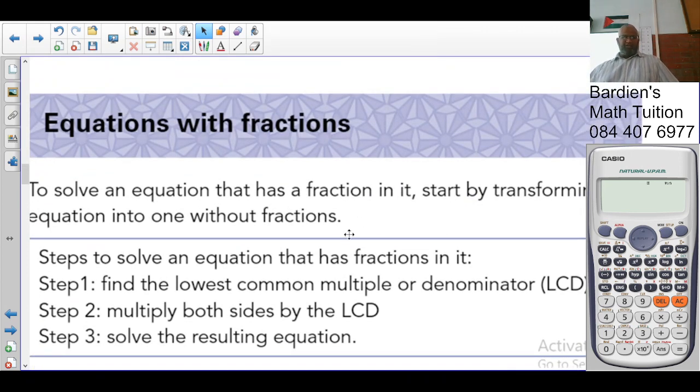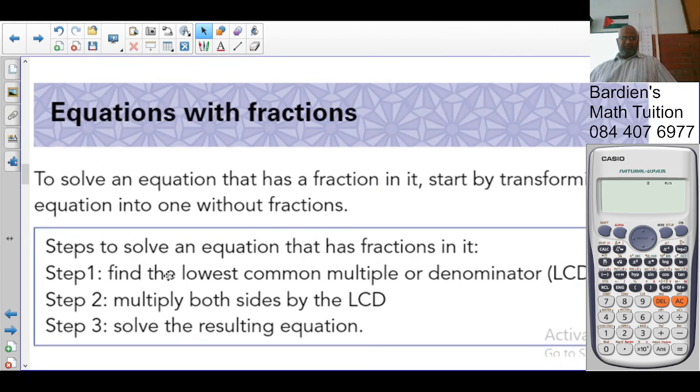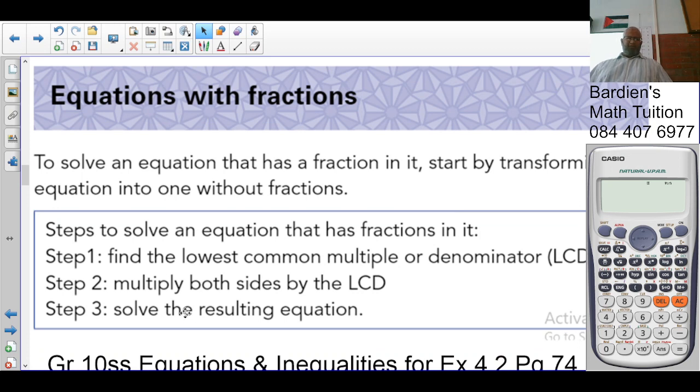So at this point, I'd just like you guys to write these 4 steps down quickly. We are told that to solve an equation that has a fraction in it, start by transforming the equation into one without fractions. So that's our first thing. Steps to solve an equation that has fractions in it.